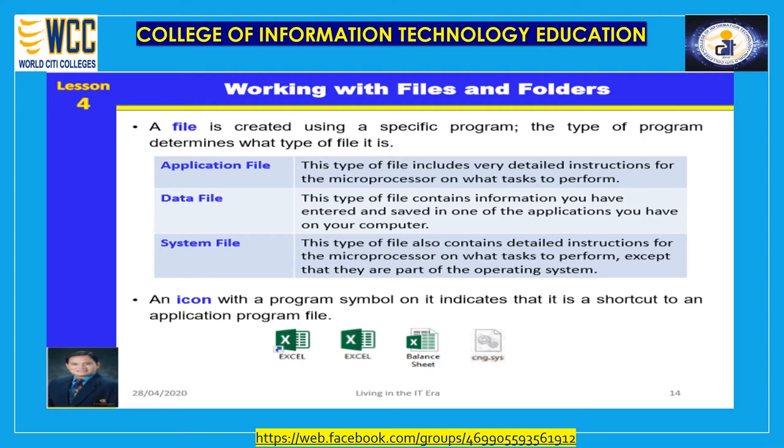Working with files in folders. A file is created using a specific program. The type of program determines what type of file it is. So we have what we call an application program, or application file rather. This type of file includes very detailed instructions for the microprocessor on what tasks to perform, such as, of course, read, write, and calculate. It is usually stored in a folder named for that program, which in turn resides in the Program Files folder on your hard drive.